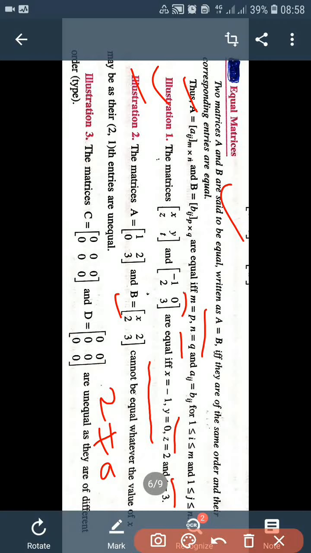So we can't say these matrices may be equal. In the third example, matrices C and D are given. C is a matrix of order 2 by 3 and D is a matrix of order 3 by 2. The orders are not the same. Elements are the same, but these matrices are not equal. So C is not equal to D.